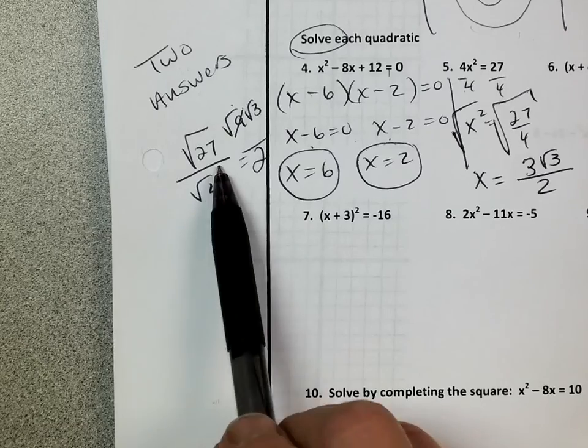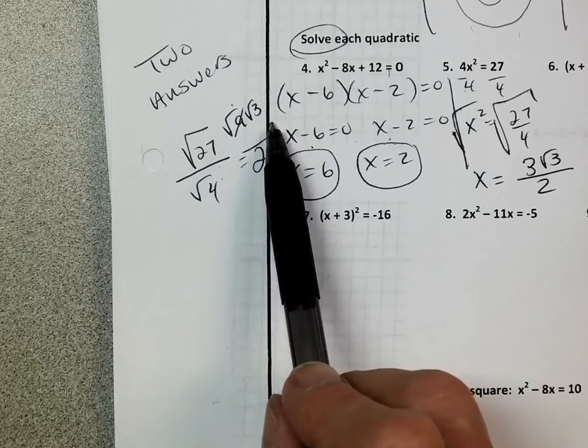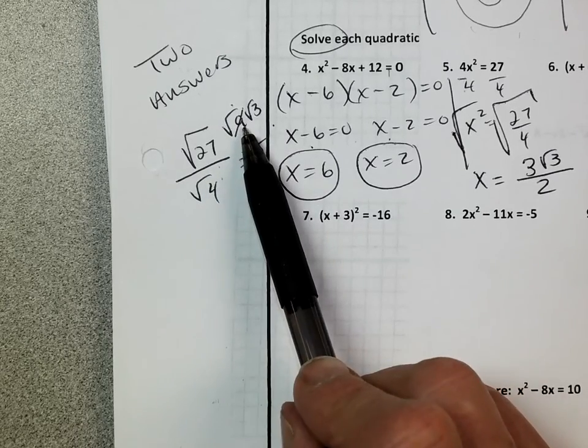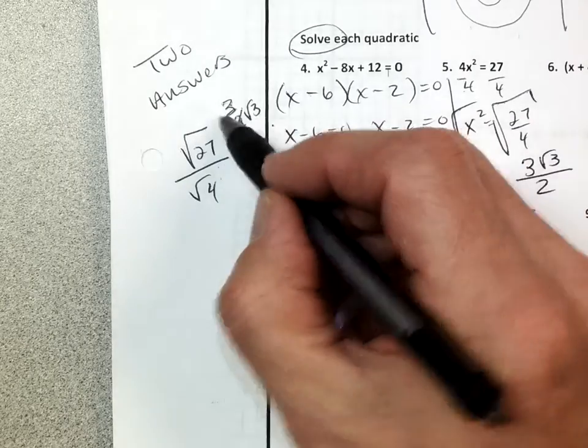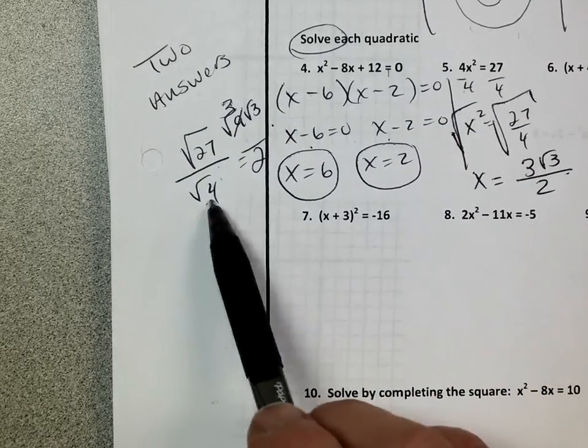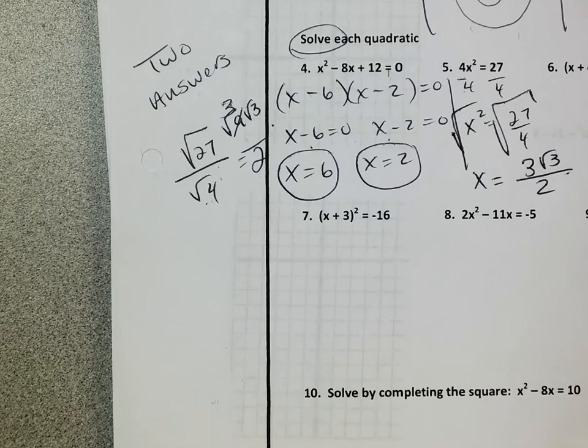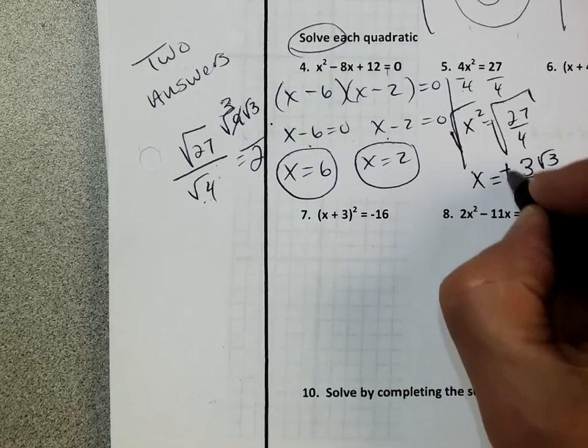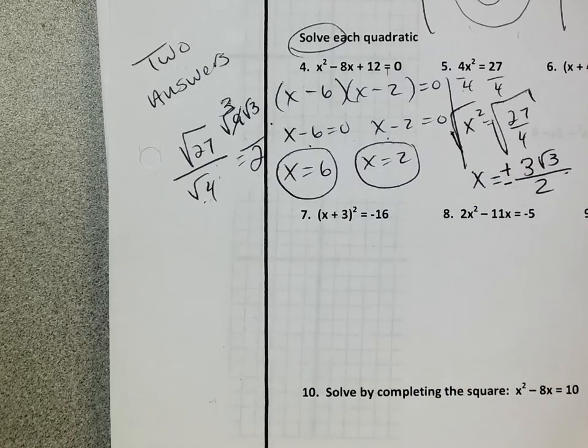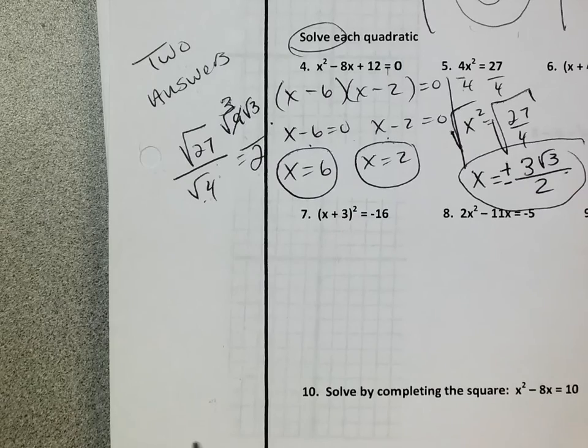So I took this 27, I broke it up into 9 and 3. I knew the square root of 9 was a plain old 3 times the square root of 3. The square root of 4 is 2. Now, there's got to be 2 answers, right? I only have 1 answer, so if I do this positive and negative, it shows my 2 answers. I have a positive answer and I have a negative answer. Okay? So that one's a little harder.